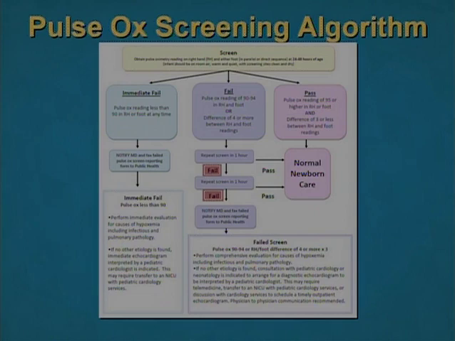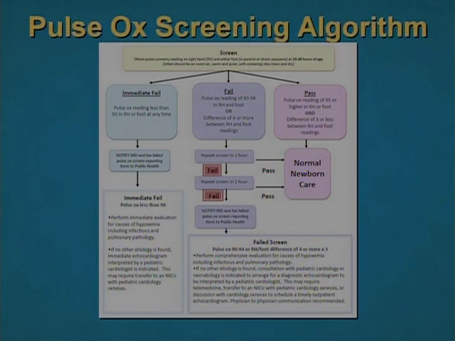And then if the baby fails the final repeat screen, then the physician should be notified and an immediate evaluation performed to determine cause. And again, if there's no etiology found, then the physician should be consulted and a pediatric cardiologist may be consulted for a diagnostic echocardiogram. Physician-to-physician communication is recommended for any failed pulse ox results.